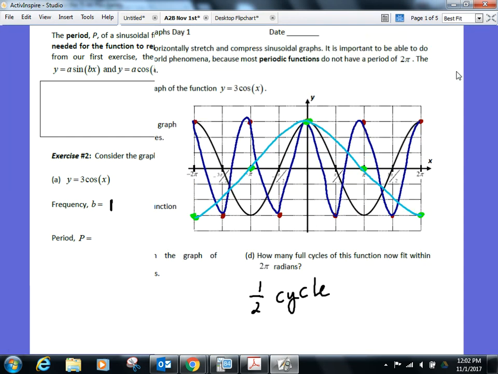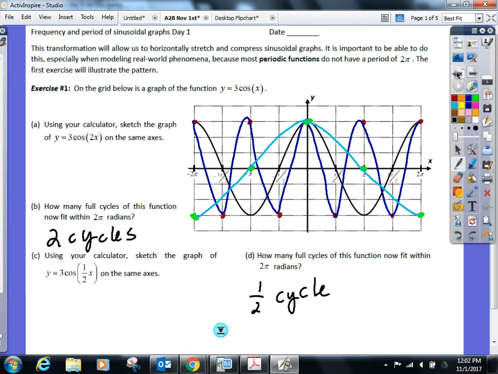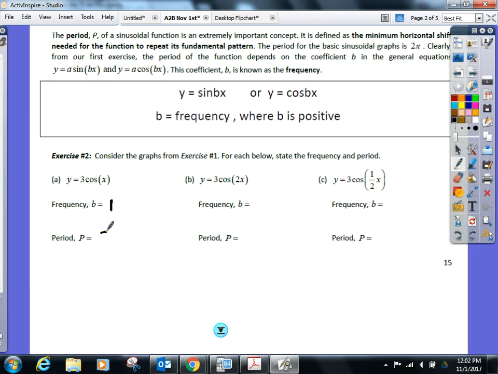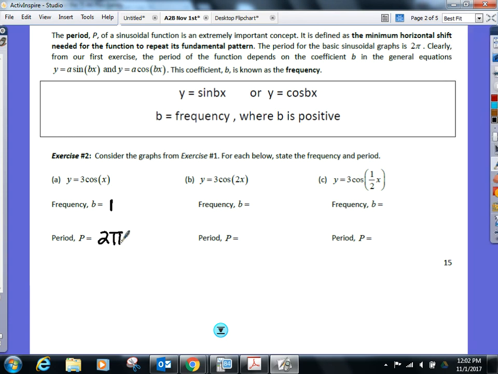Patrick, how long did it take that original curve I had on your graph to make one full cycle? 2 pi. Everyone agrees with them. It took 2 pi units like usual. All right. Not bad, Patrick. Nice job. So period, 2 pi. Now we get nuts.